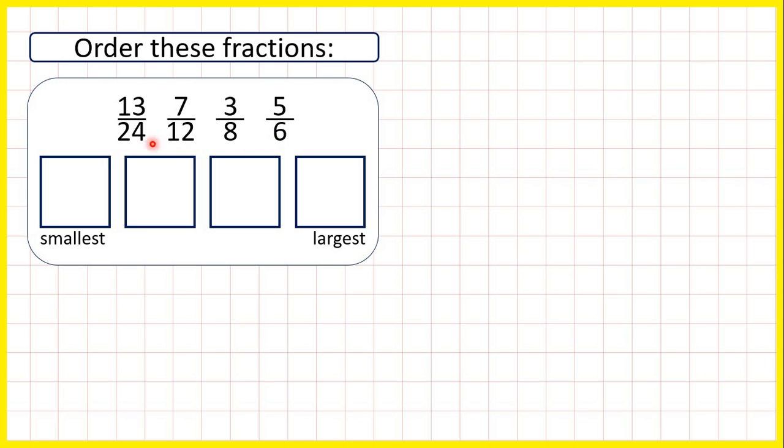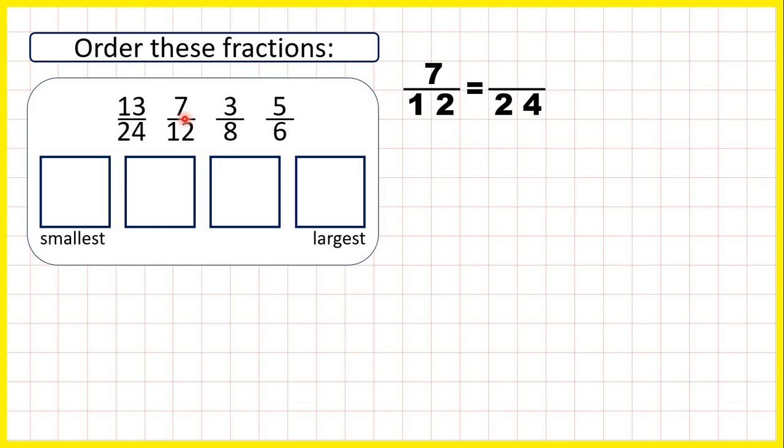Now if we look, our largest denominator is 24, and 24 is in the 12 times table, it's in the 8 times table, and it's in the 6 times table. So we can find equivalent fractions to 7/12, 3/8, and 5/6, which have a denominator of 24, and that will make them easier to compare.